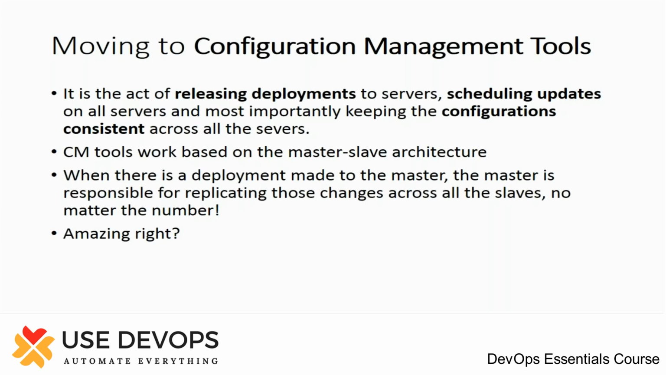Why I'm saying it's not Dockerization or containerization. It's not containerization. Be specific. It is configuration management. That's where the master-slave architecture is present. So when a deployment is made to the master, the master is responsible for replicating those changes across the slaves, no matter the number. So Jenkins is doing the deployment to the master server. It's not doing deployment to the slave servers. Only on one server you are doing the deployment, and it's going to do the deployment into n number of servers.